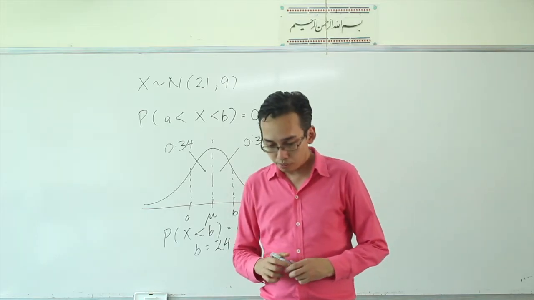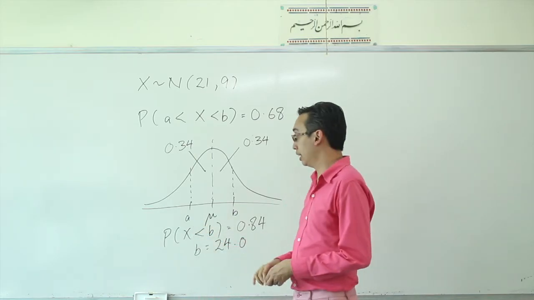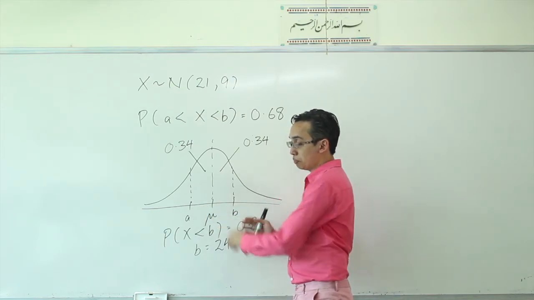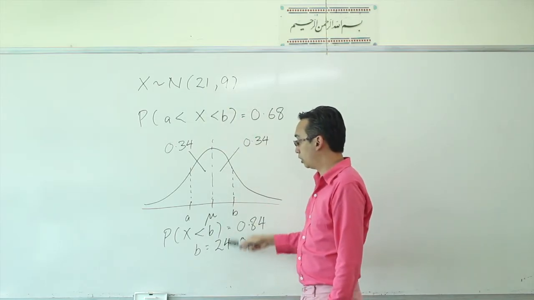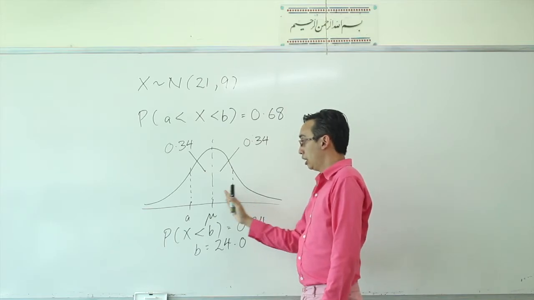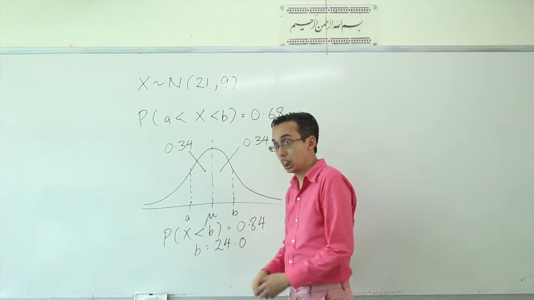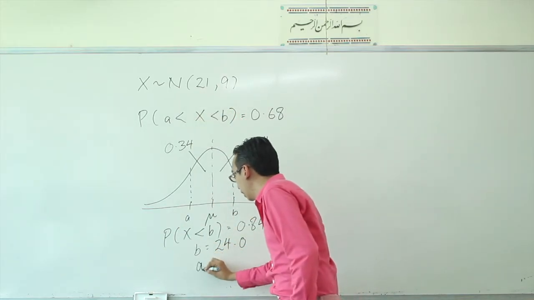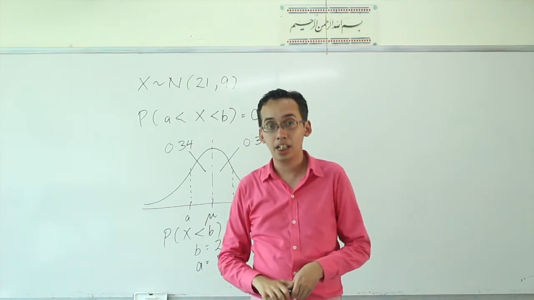To calculate a, you don't really have to calculate the probability again. There's actually a trick. They say that a and b are equal distance from the mean. The mean is given as 21. So if b is 24, that means it's 3 units after the mean, so a must be 3 units before the mean. 3 units before 21 is 18. That's how you calculate a.